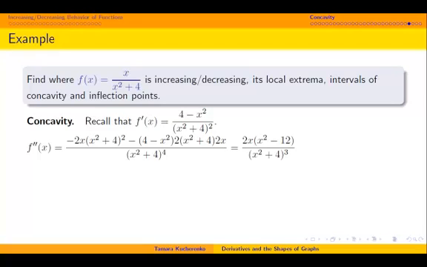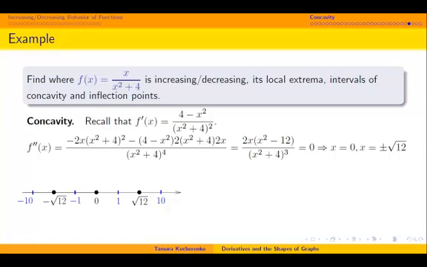This can be simplified as 2x times (x squared minus 12) divided by (x squared plus 4) cubed. Since the denominator is never 0, f double prime can only change sign at the zeros of the numerator. That is at x equals 0 and x equals plus or minus square root of 12. We position these 3 points on a number line. Now we need to select a test point on each of the obtained intervals. We pick -10, -1, 1, and 10.